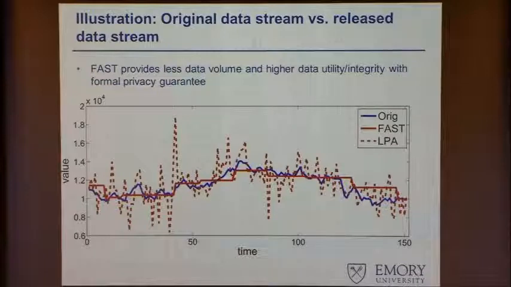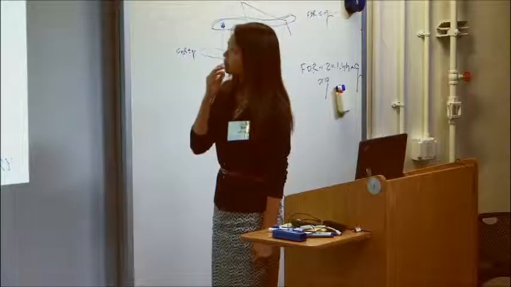What's the frequency of the data set? The frequency of the data set? Yeah. What do you mean? Different data sets have different frequency. The frequency of the timestamp that you're having for each data record?